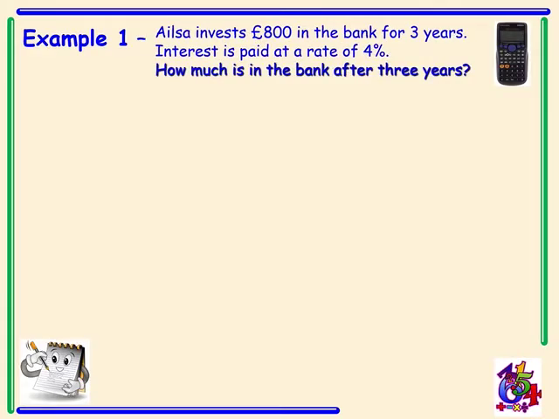Example 1. Ailsa invests £800 in a bank for 3 years. Interest is paid at a rate of 4%. How much is in the bank after 3 years? Now, I'm first of all going to show you how we could do this for each individual year, which you should be able to do now you've seen the previous video.